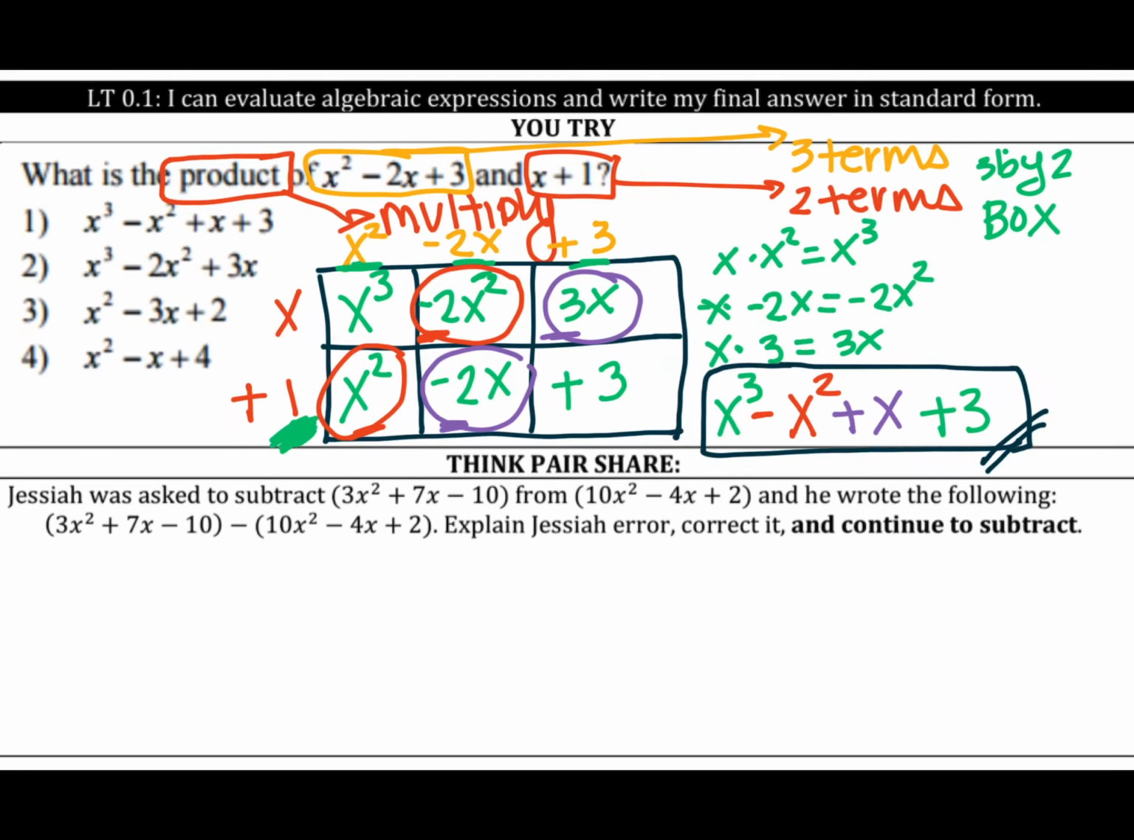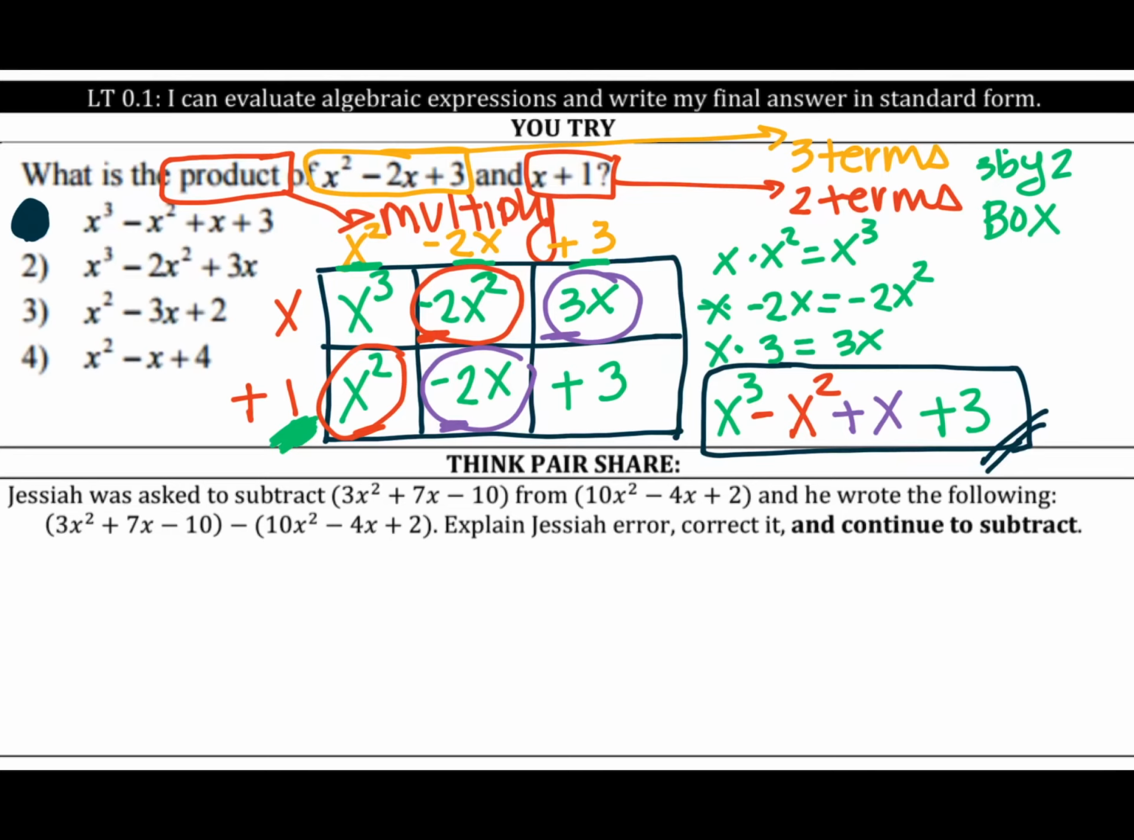Now let's look for our answer in the answer choices. Do we see it? Yes, we do. The answer is answer choice 1. Good job. Great job. All right, we're going to just end this off with a quick discussion.